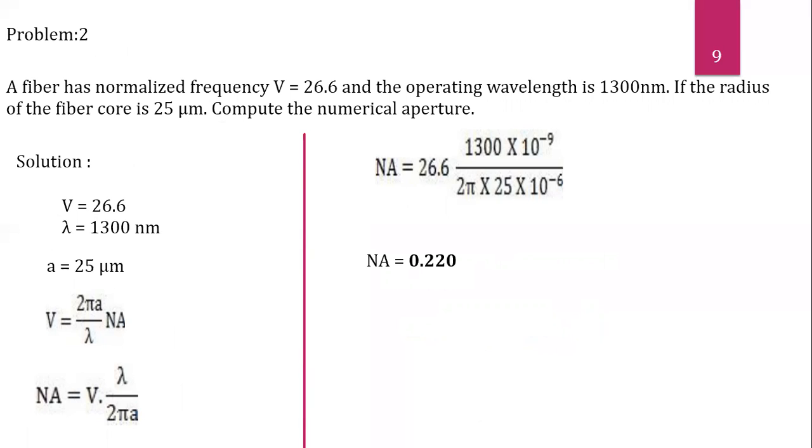If the radius of the fiber core is 25 micrometer, we have to compute the value of numerical aperture. So what are the given data in this question? We have given the value of V, lambda, and here we have the value of A because it is represented as radius. So now we have to find out the value of NA.